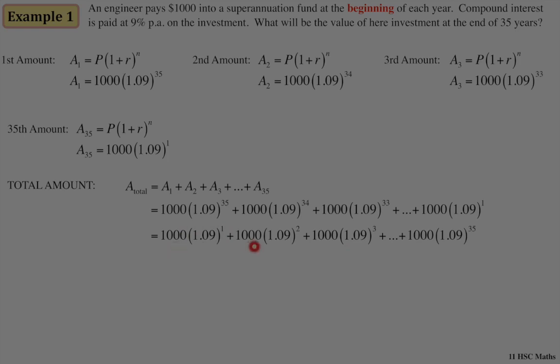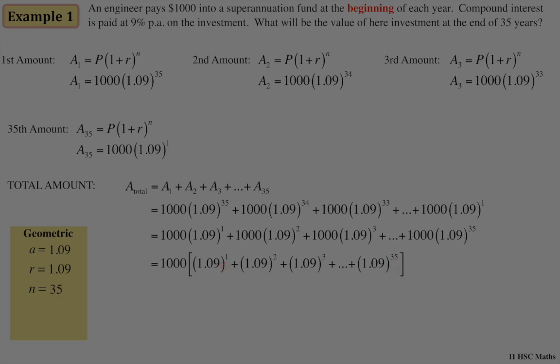Now you can see every term has 1,000 involved in it, so we'll take out 1,000 as a common factor, and what we're left with is all of our 1.09s. Inside that square bracket is a geometric statement. Now we know A is 1.09 to the power of 1, which is just 1.09. We're multiplying every term by 1.09 to generate the next term. So R is 1.09. We're going from 1 to 35, or 35 years worth, so N is 35 years, 35 payments.